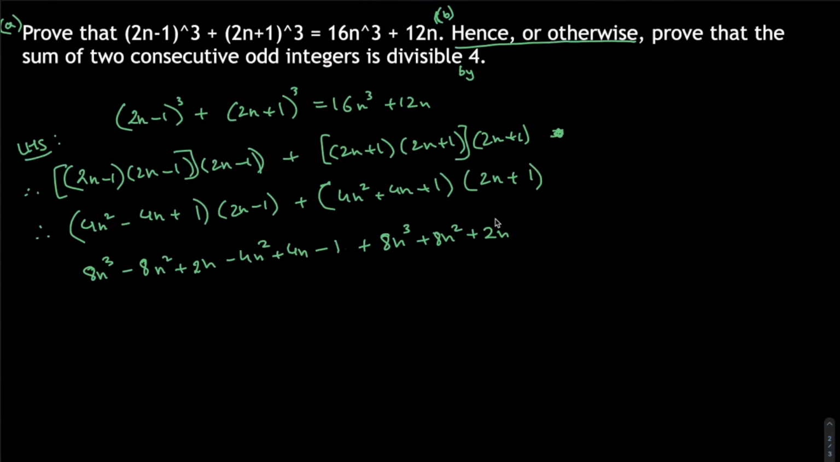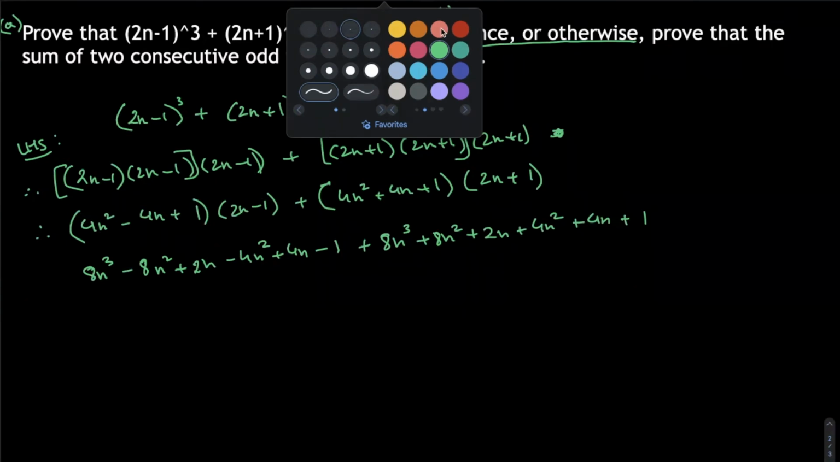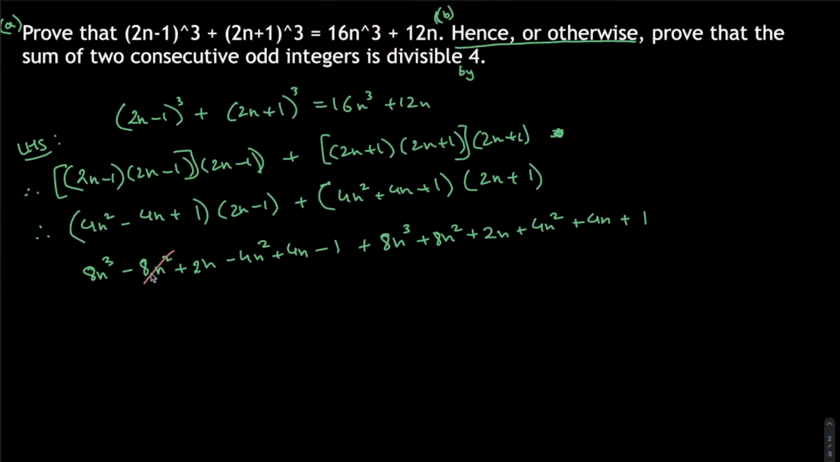Okay. So I get plus 2n, and now if I multiply it by 1, I get plus 4n squared, and then I get plus 4n and plus 1, right? Now I can see some numbers that can easily cancel out, so I'll just change the color here and I'll put peach. So I get minus 8n squared plus 8n squared cancels off, minus 1 plus 1 cancels out, minus 4n squared plus 4n squared cancels out, right?